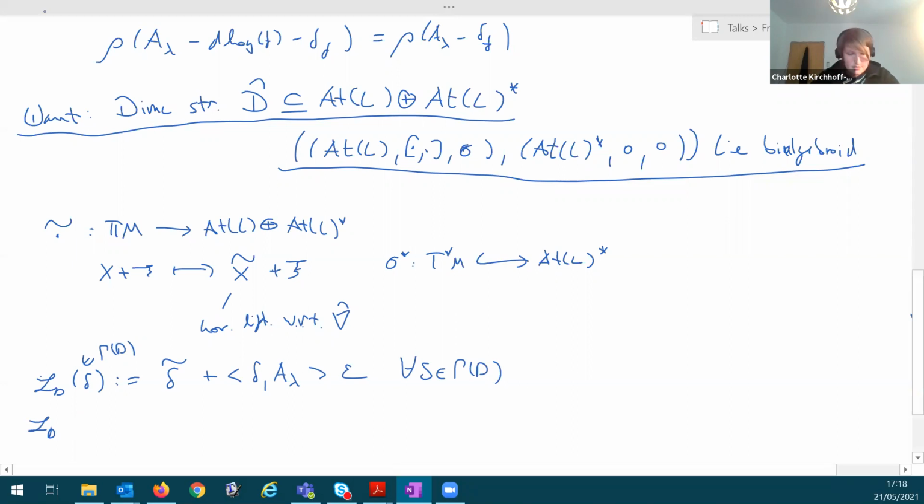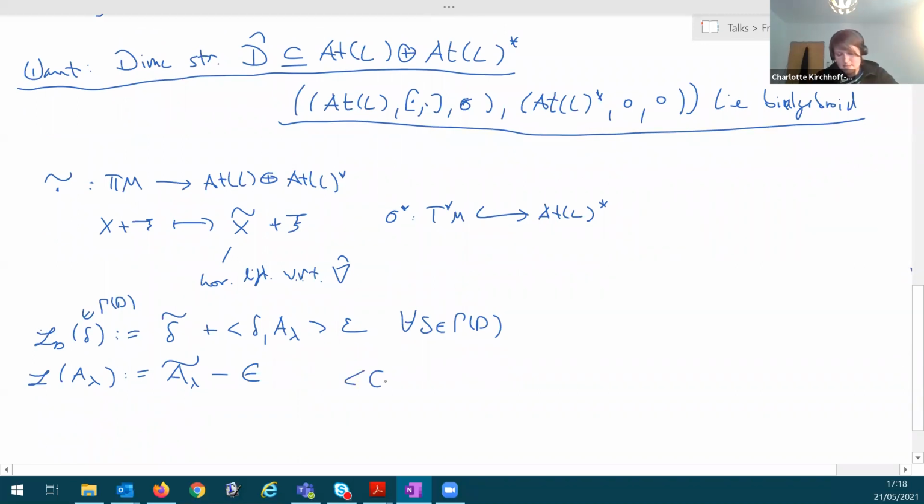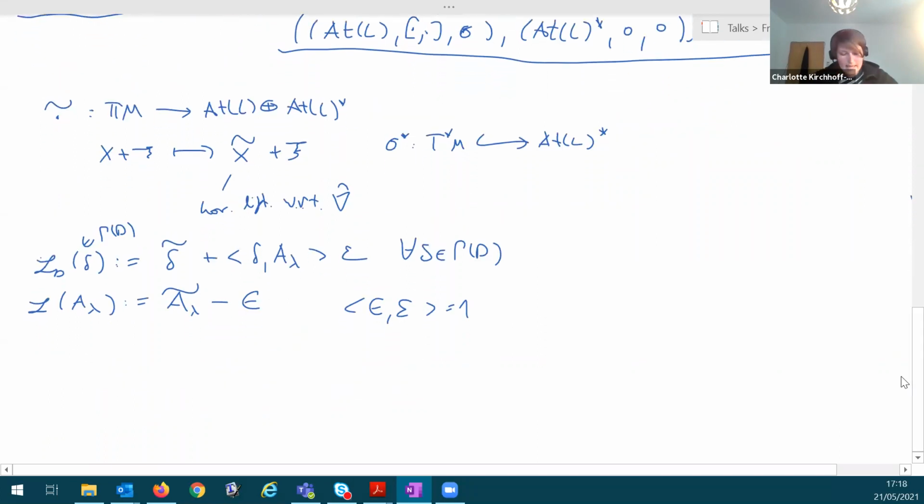And then I'm also going to lift the characteristic section somewhat differently. So that also gets lifted with this tilde map. And then I'm going to subtract capital E, where remember capital E was the dual element to the Euler vector field. And then I'm going to consider the span of this. So D hat is the span of all these L D, and then in addition L of A lambda, which sits inside here.